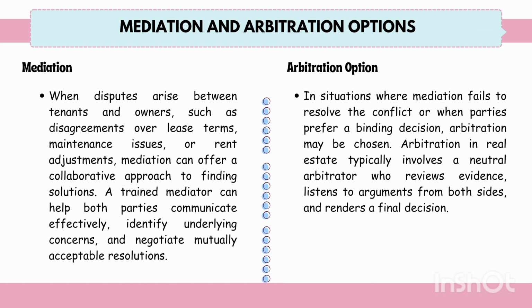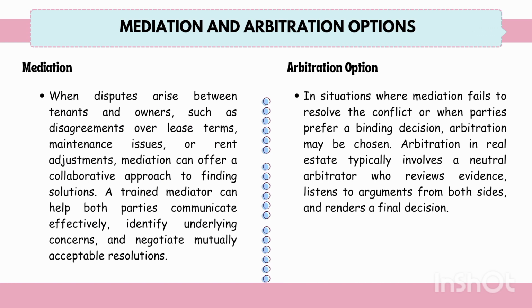landlord-tenant relationship. Arbitration options. In situations where mediation fails to resolve the conflict or when parties prefer a binding decision, arbitration may be chosen. Arbitration in real estate typically involves a neutral arbitrator who reviews evidence, listens to arguments from both sides, and renders a final decision. For instance, if there is a dispute over the return of a security deposit, arbitration can provide a quicker and less expensive alternative to going to court. However, it's important to note that arbitration decisions are binding, meaning both parties must adhere to the arbitrator's ruling, which may limit options for appeal.